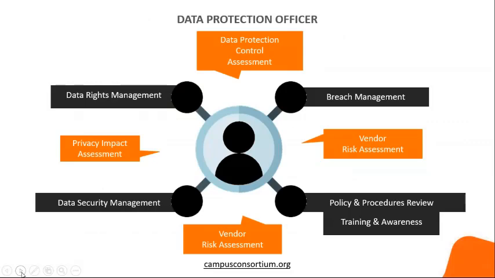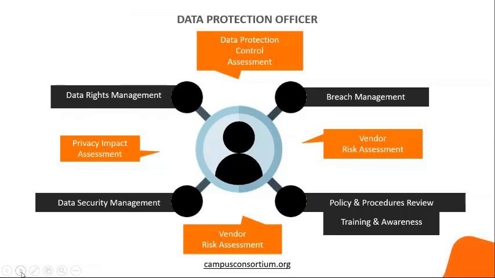GDPR also says that an institution and an organization should have a data protection officer. A data protection officer is a point of contact for anything and everything related to GDPR in an organization. So he'll be the point of contact for the data subjects. He'll be the point of contact for the ICO.